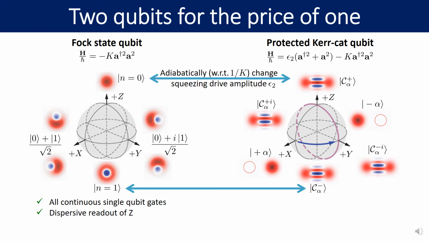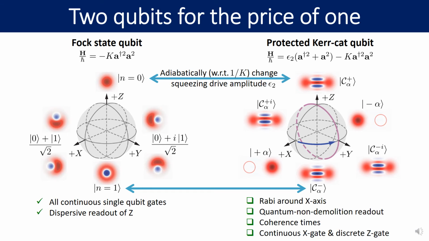And then of course you get a full mapping between the two Bloch spheres. We'll use this in our experiment in order to initialize the Kerr-Cat qubit, but also to map it back onto the Fock state qubit and use the dispersive readout to read it out. Doing so, we will demonstrate different properties and effects in the Kerr-Cat qubit.